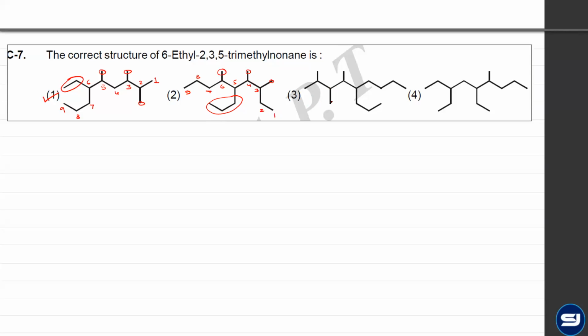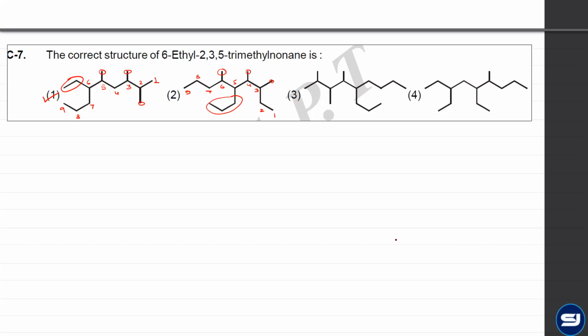Fine. Next, longest chain. The straight one of 9 carbon is the longest. Next, again the straight.